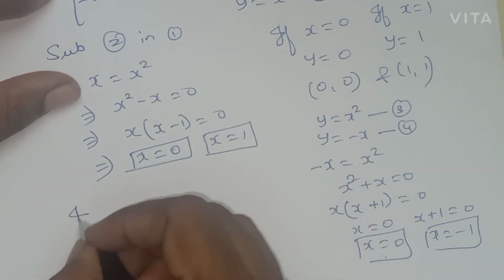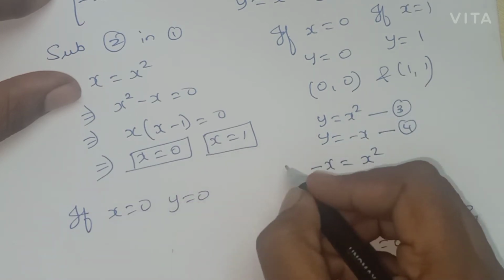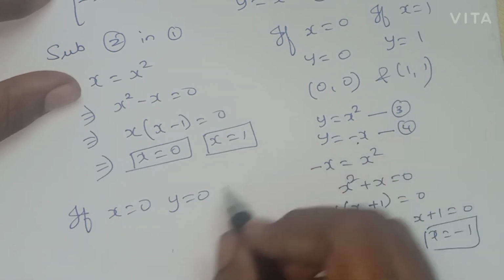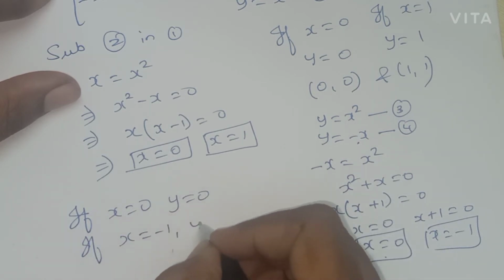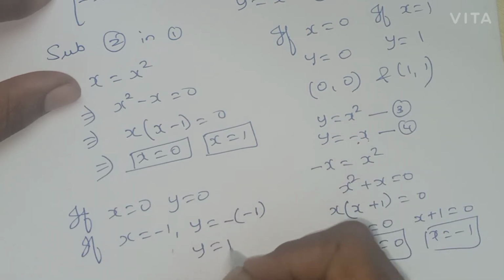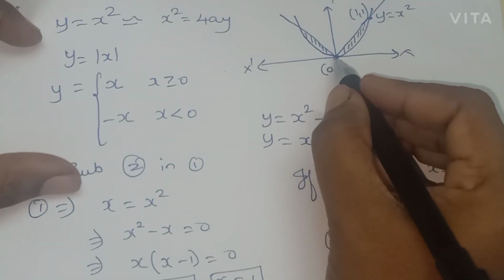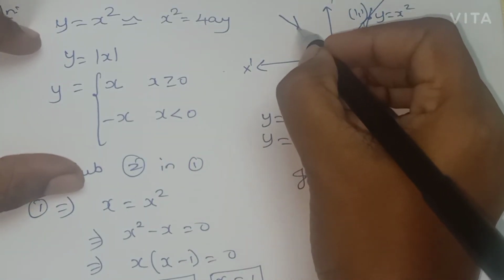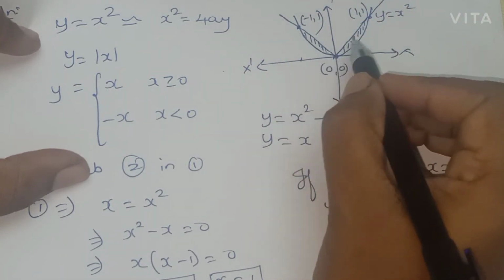If x is equal to 0, y is also 0 because y is equal to minus x. If x is equal to minus 1, y is equal to minus of minus 1, so y is equal to 1. So the points of intersection are 0, 0 and minus 1, 1. Now we have to find the area of the shaded region.